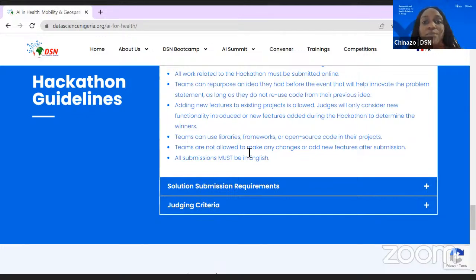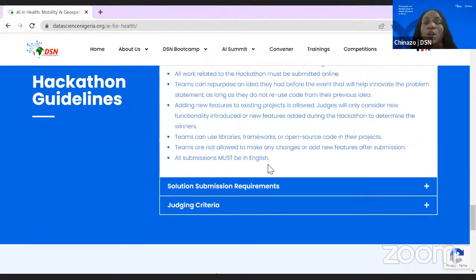We have: teams can use libraries, frameworks, or open source code in their projects. Whatever gives you an edge to build a winning solution, whatever is legal, is allowed. Teams are not allowed to make any changes or add new features after submission. Once you've submitted, that's it. We take your very first entry of submission, so you cannot change it. So it's important to think through your submission and write a very powerful story to go with it before you make a submission. And then all submissions must be in English.